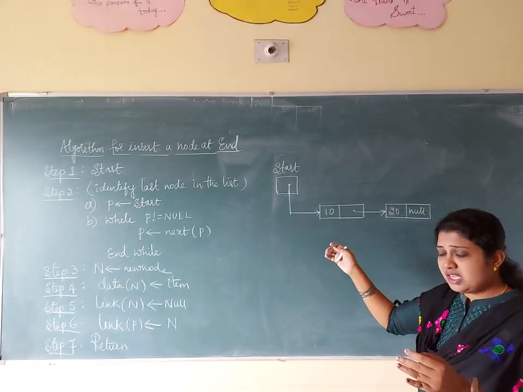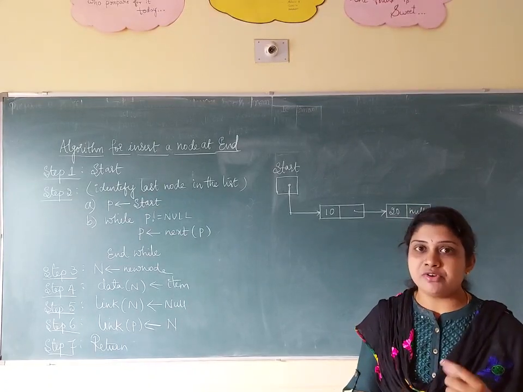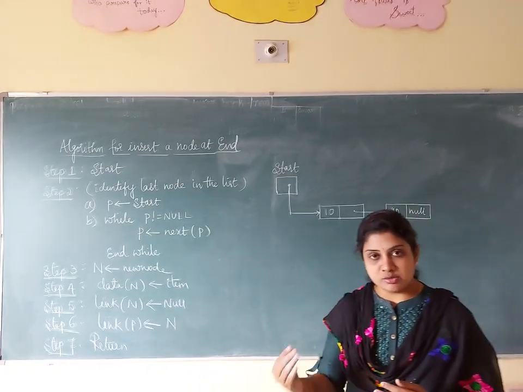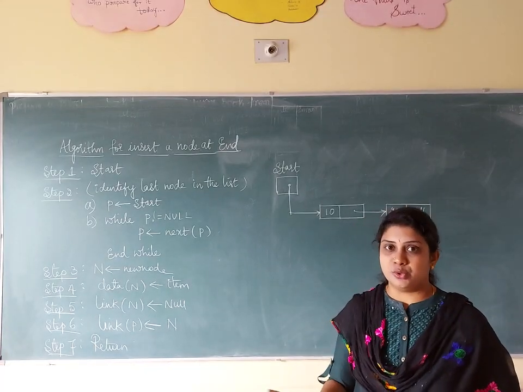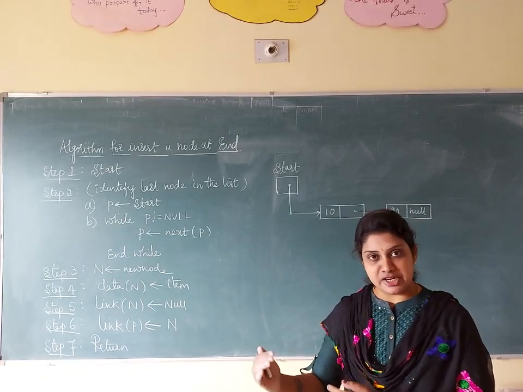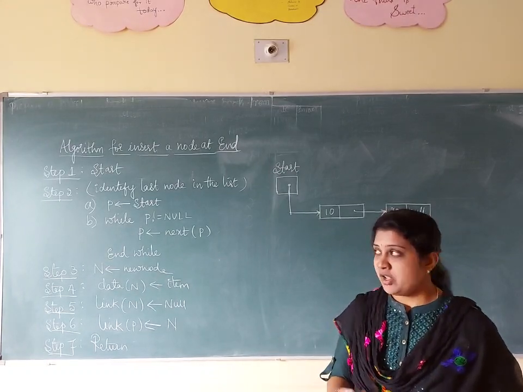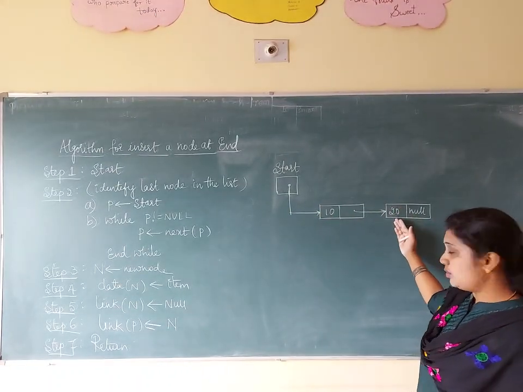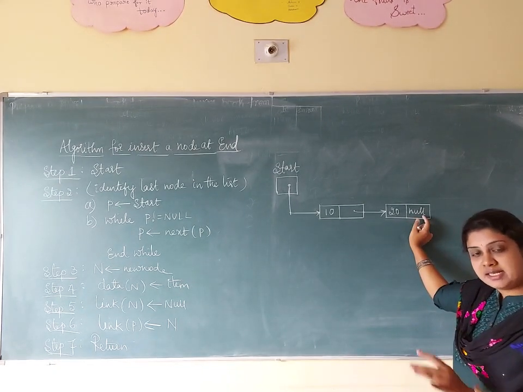Before inserting a new node at the end, you have to perform traversing. Traversing means each node has to be visited at least one time. Why do you traverse? To identify the last node. You traverse from the beginning until you reach the last node. First I visited 10 and second I visited 20, and here it is indicating null. Null indicates it is the last node.